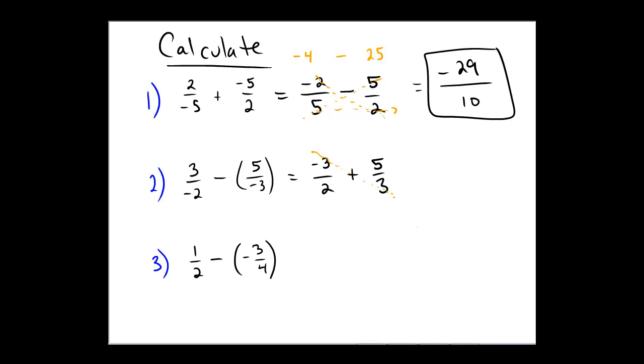Now, 3 times negative 3 is negative 9. 2 times 5 is 10. And negative 9 plus 10 is the number 1. Over 2 times 3, well, that's just 6. So this answer should be 1/6.